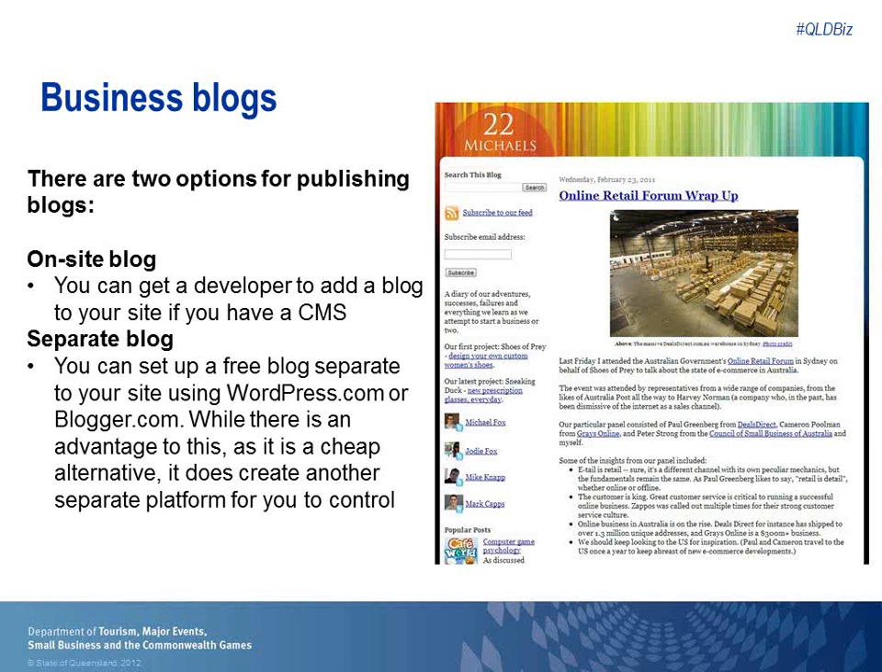Now, the example on screen is of a business blog, 22 Michaels. It's a really effective business blog from the creators of the online shoe store, Shoes of Prey. The blog discusses diverse topics including their experience establishing Shoes of Prey, experiences in their day-to-day business, even attendance at events and company highlights.